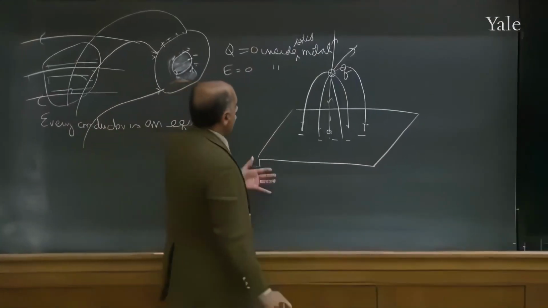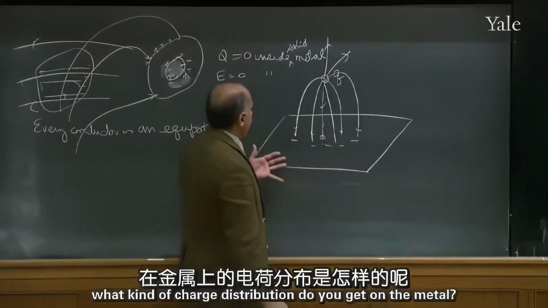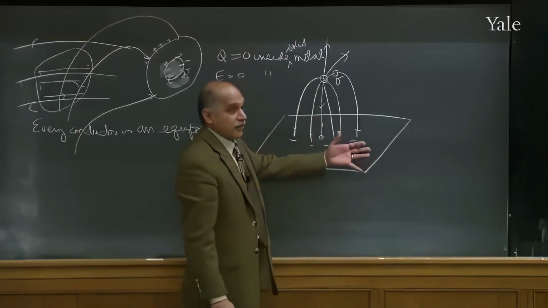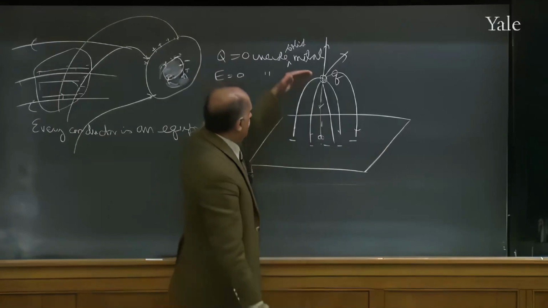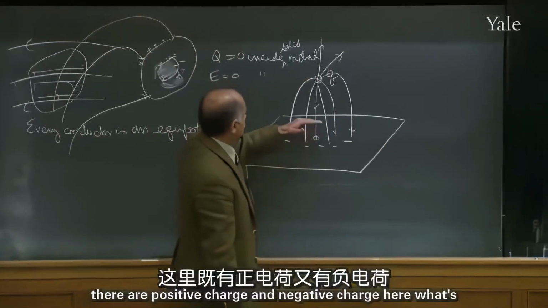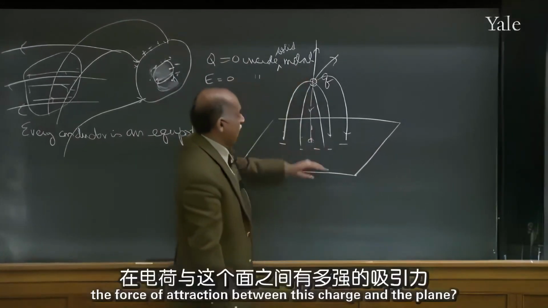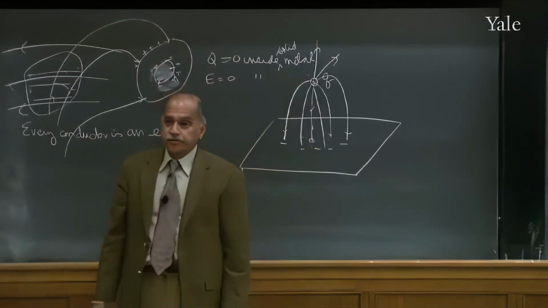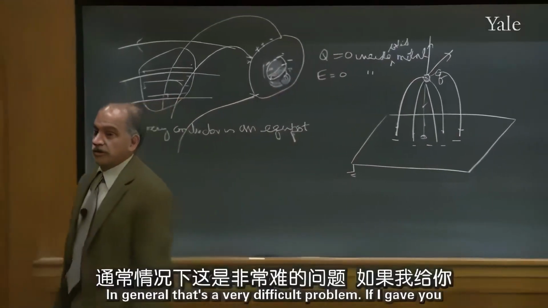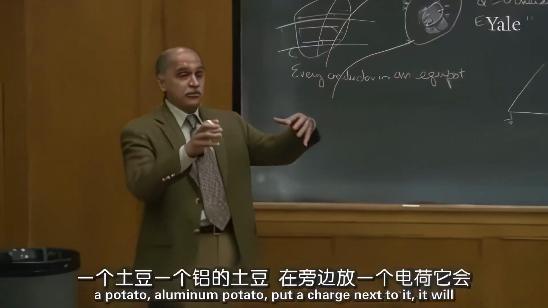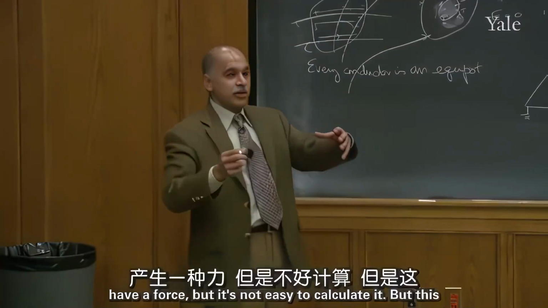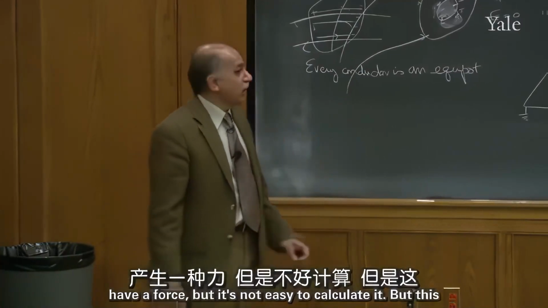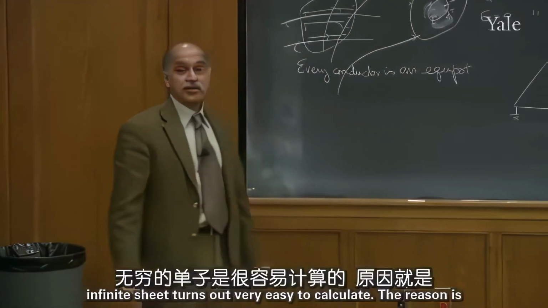So the question is, what kind of charge distribution do you get on the metal? How much charge is there on the metal? And because there's positive charge and negative charge here, what's the force of attraction between this charge and the plane? In general, that's a very difficult problem. If I give you a potato, an aluminum potato, and put a charge next to it, it will have a force, but it's not easy to calculate it. But this infinite sheet turns out very easy to calculate.